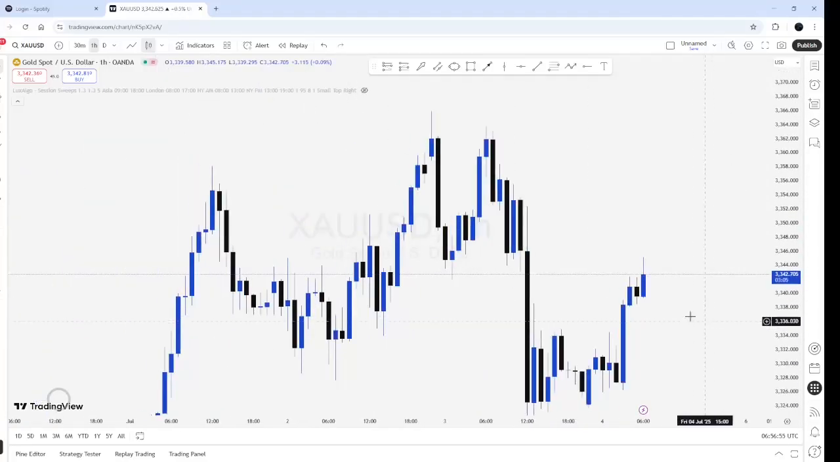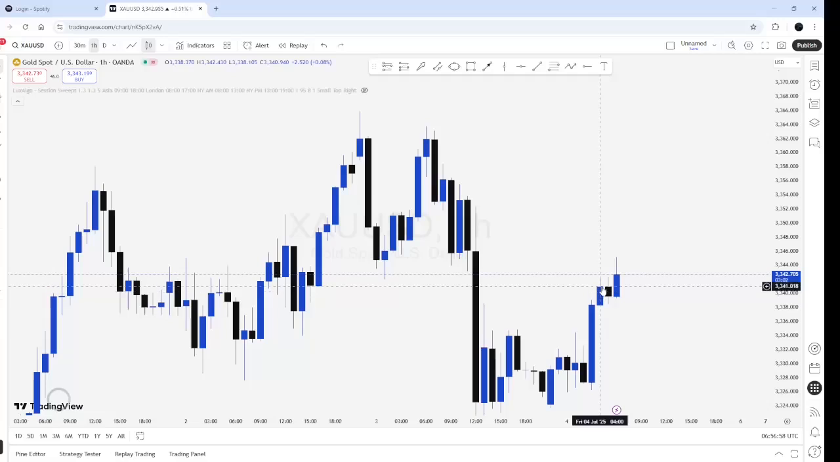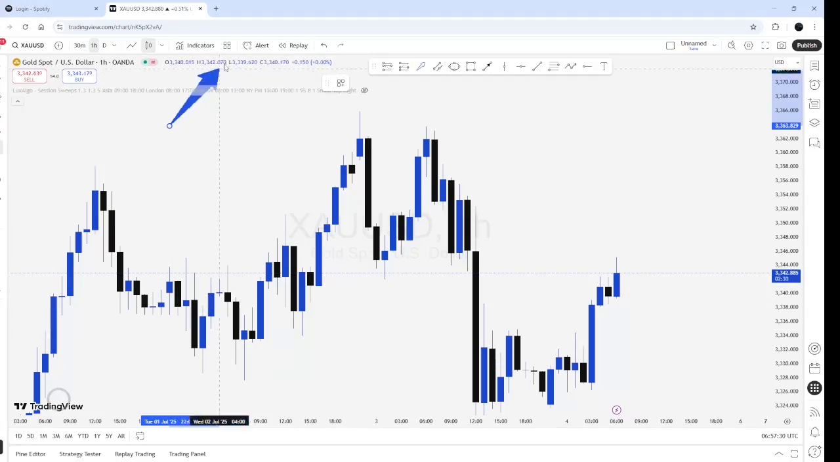If you can see, this candle closed right here. So we have the wick. That means the candle went up and came back to this zone and closed around this zone. If you put your cursor on the candle, you can see every detail at the top here. We have the opening, the highs, the lows, and the close.